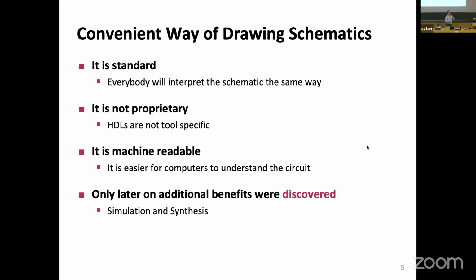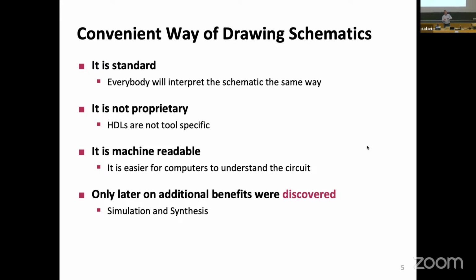It literally wanted to replace that funny-looking drawing in a more textual way. The convenience is, first of all, that it is standard, and everybody who is able to read it will interpret it the same way. It wasn't proprietary, so both HDLs, there are two mainstream ones, are not tool-specific. They are not under the control of a company. So people using whatever tool, open source or proprietary, can exchange design information. And the most important thing is it was machine readable.